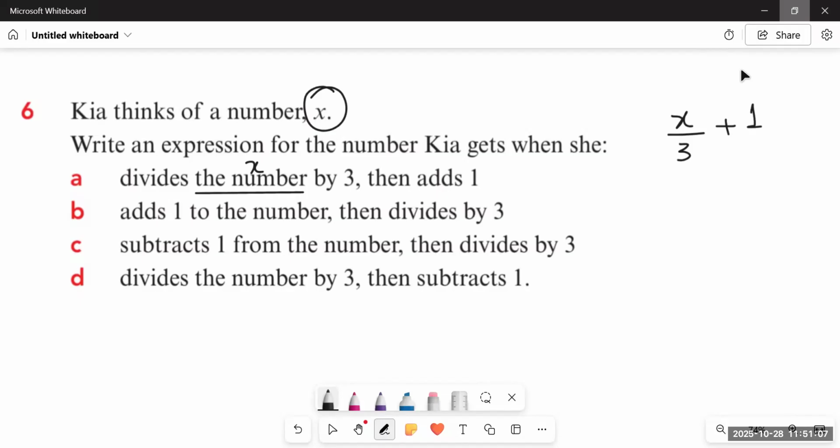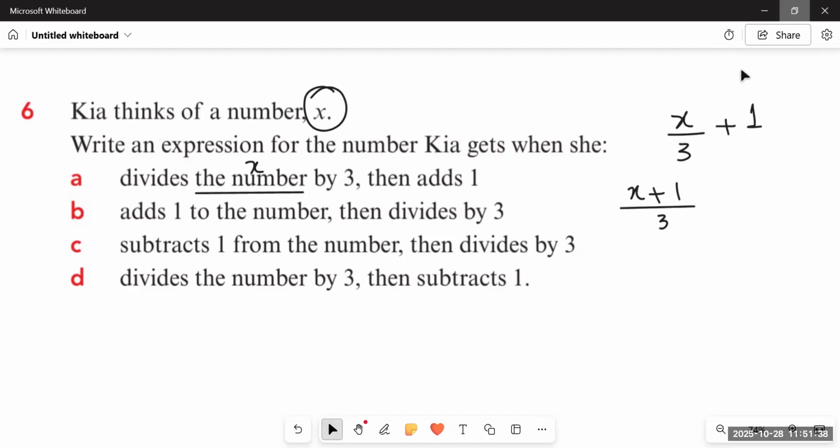Okay. Then for part B, it says adds 1 to the number. So we will add 1 to the number. It will become x plus 1. Then divide by 3. So this time it would be divided as a whole by 3. It's not 1 divided by 3 or x divided by 3. It says adds 1 to the number. Whenever we add or subtract something to any other number and then go for division or multiplication, it means according to BODMAS rule, this addition or subtraction must be enclosed inside the bracket.